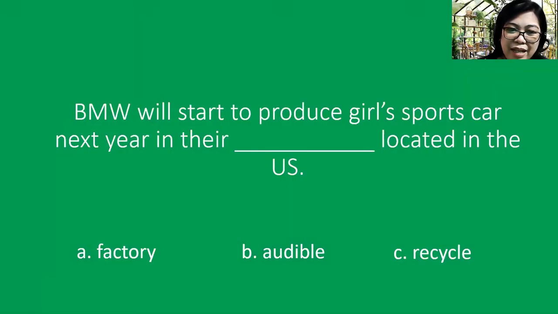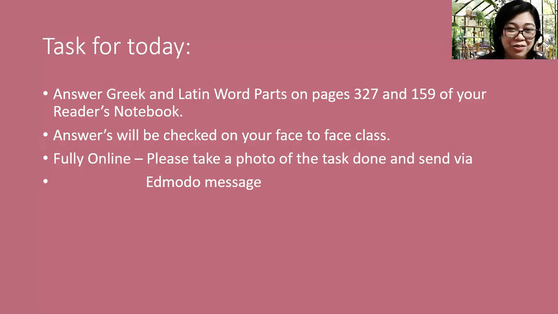Okay. Next, BMW. You know BMW, right? It's one of the most expensive cars. BMW will start to produce girls' sports car next year in their blank, located in the United States. So what do you think produces? Is it A, factory, B, audible, C, recycle? So what's the answer? Factory.